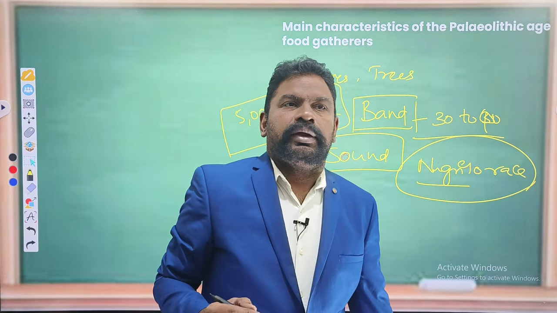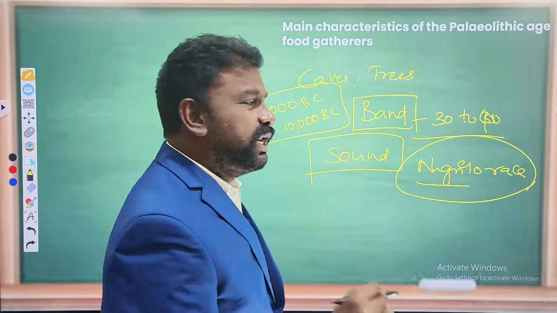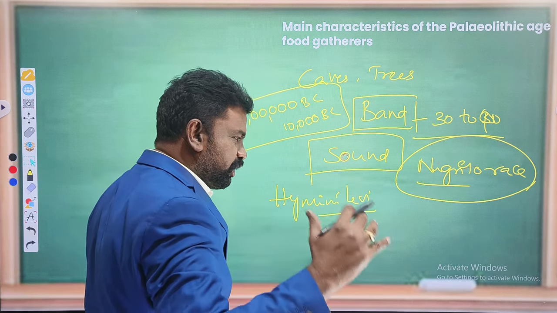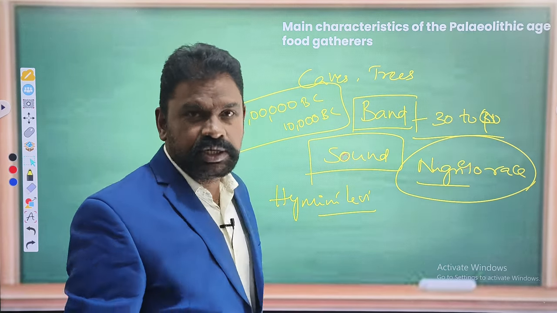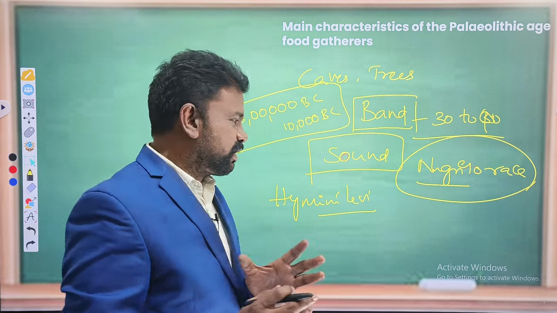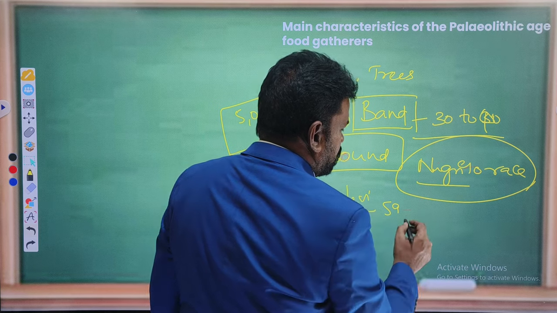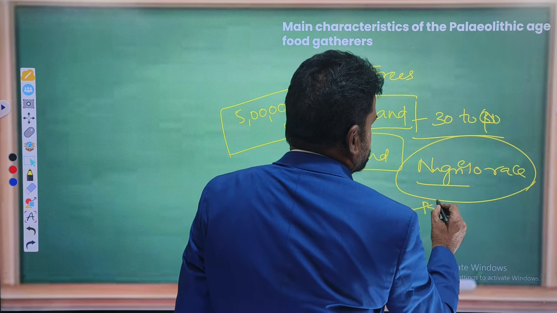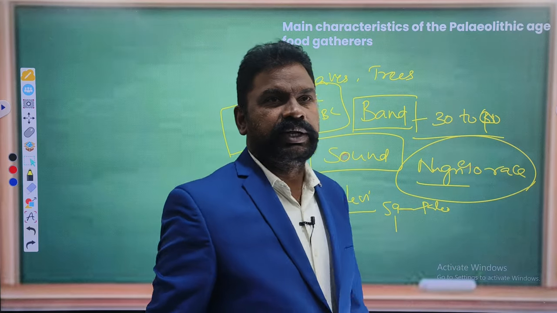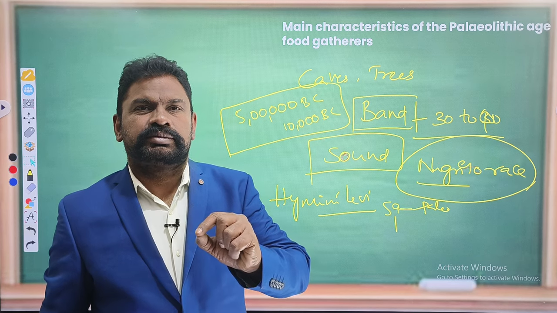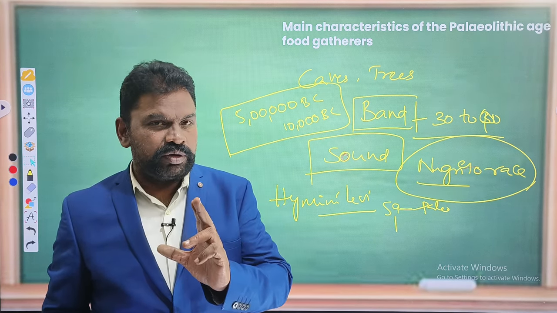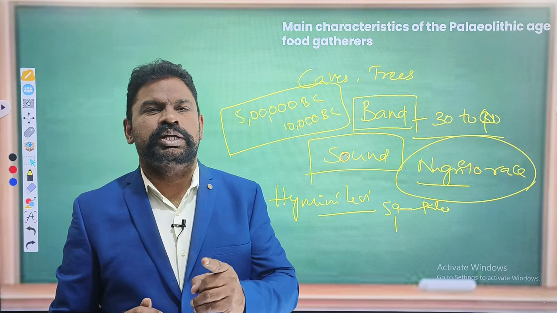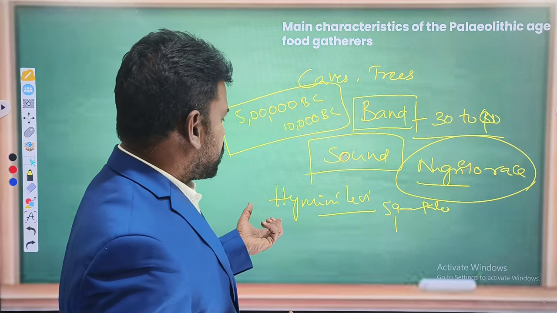That's why a writer called Hymeni Levy said that if you make the complete human life, from evolution till today, into a one hour movie, 59 minutes of the movie belongs to the Paleolithic age and 1 minute belongs to the remaining period.